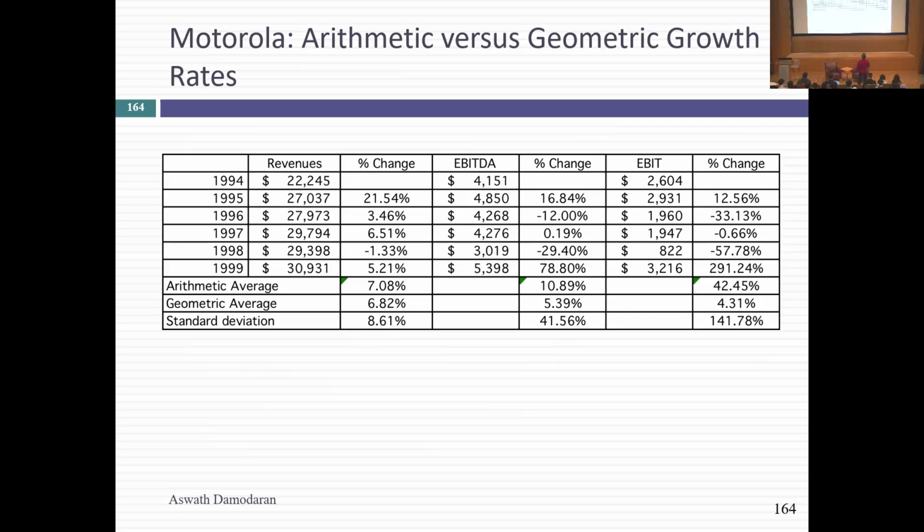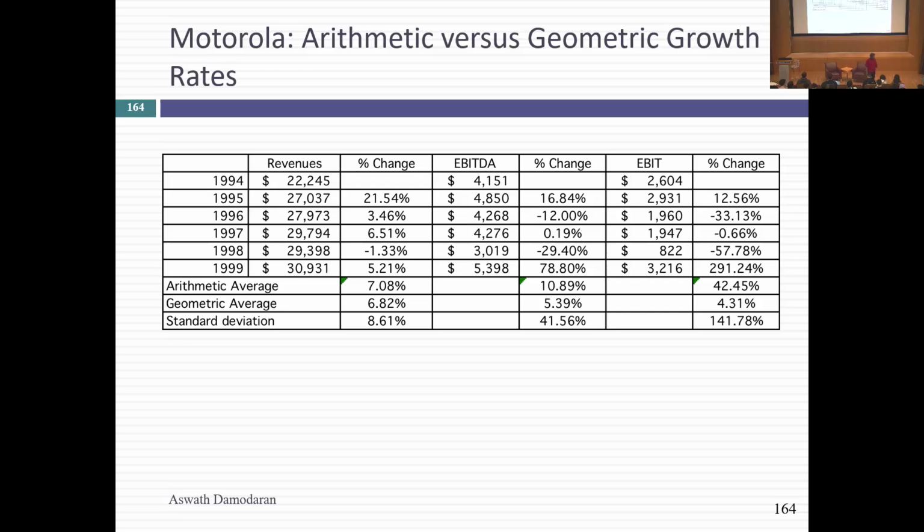Okay. This was Motorola in 1999. I estimated historical growth in revenues, EBITDA, EBIT. I actually, in my book, had net income and earnings per share as well, but you're going to see the pattern very quickly, even with these 3 measures. So I computed an arithmetic average growth rate, which is just take the 5 numbers, add them up, and divide by 5. So each year I've computed the growth rate. I've also computed a geometric average.